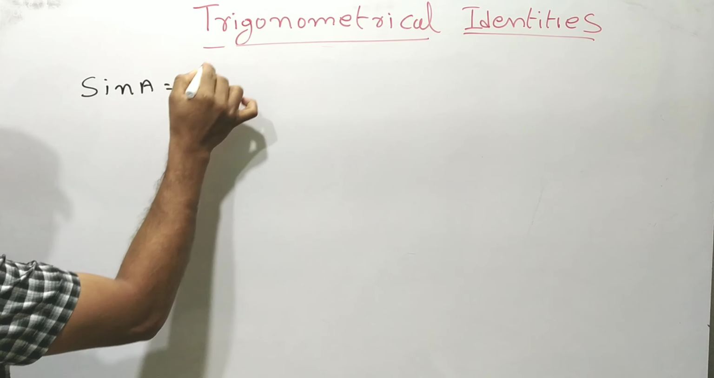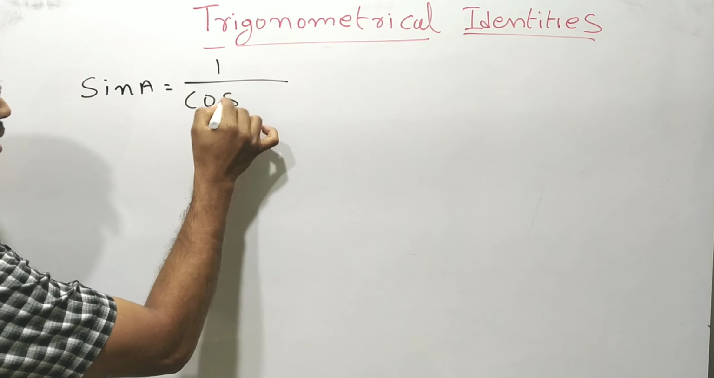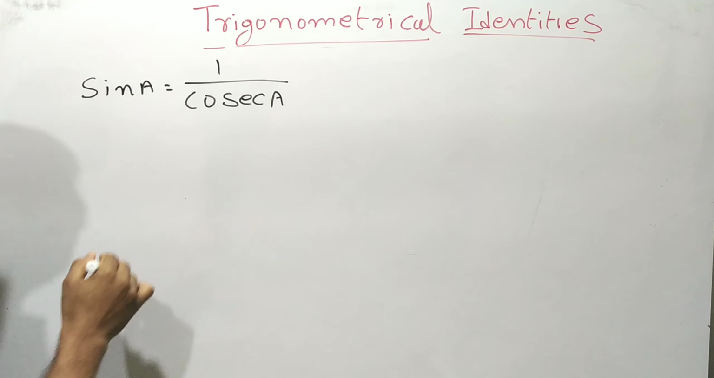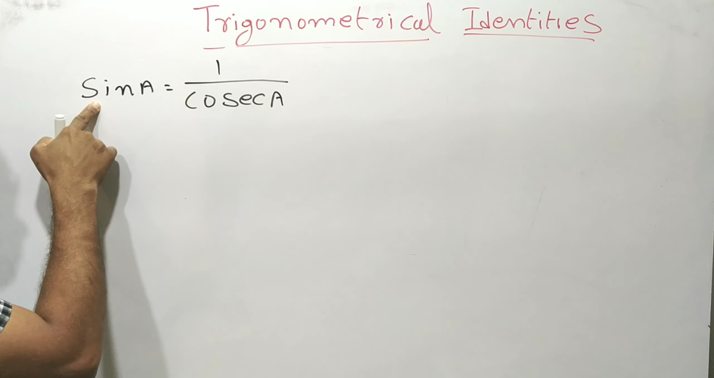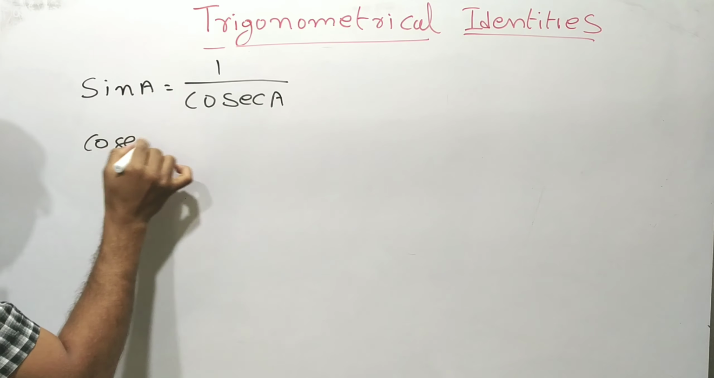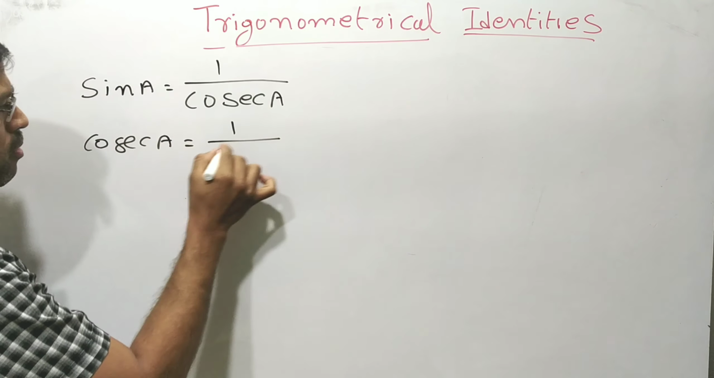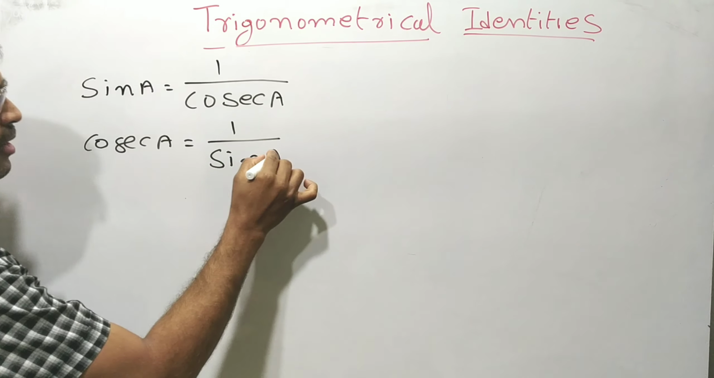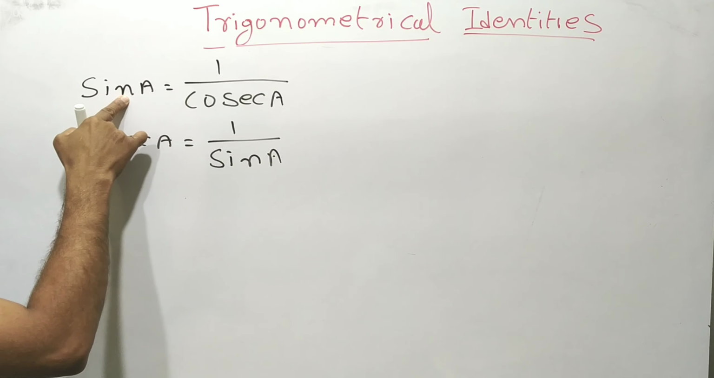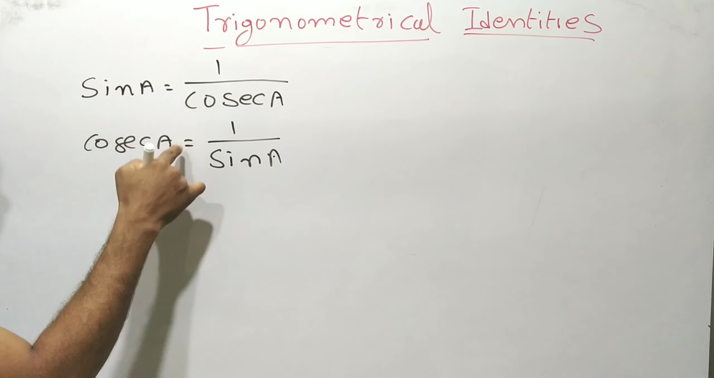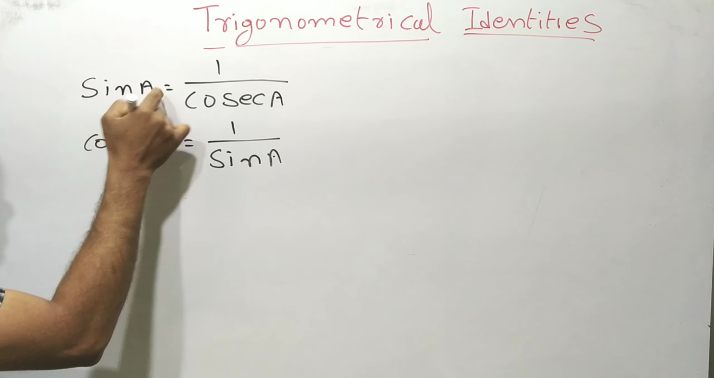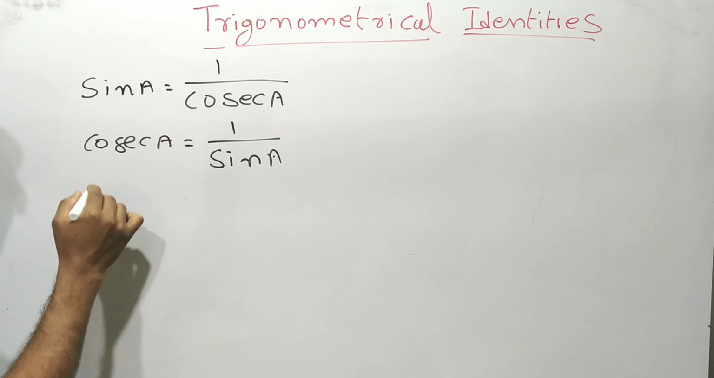Sin A equal to 1 by cosec A. Now the same formula I can write this side also. Cosec A equal to 1 by sin A. That means this cosec I have taken this side and sin I am bringing this side. Then you will get it as a reciprocal. That means we are exchanging like cross multiplication.